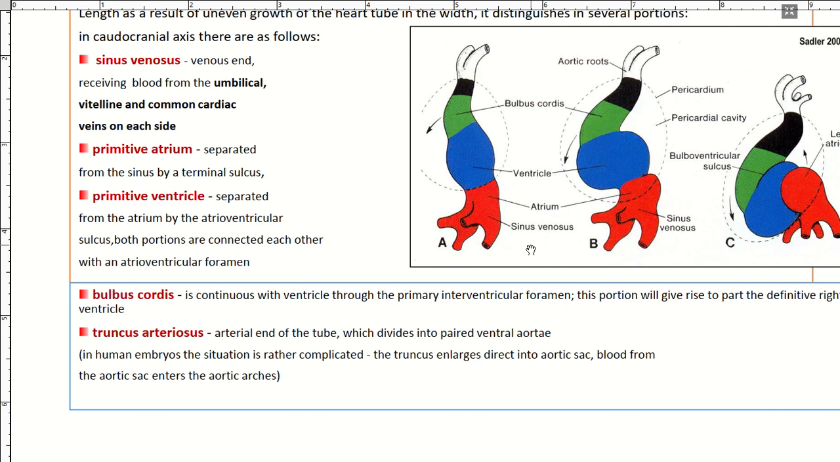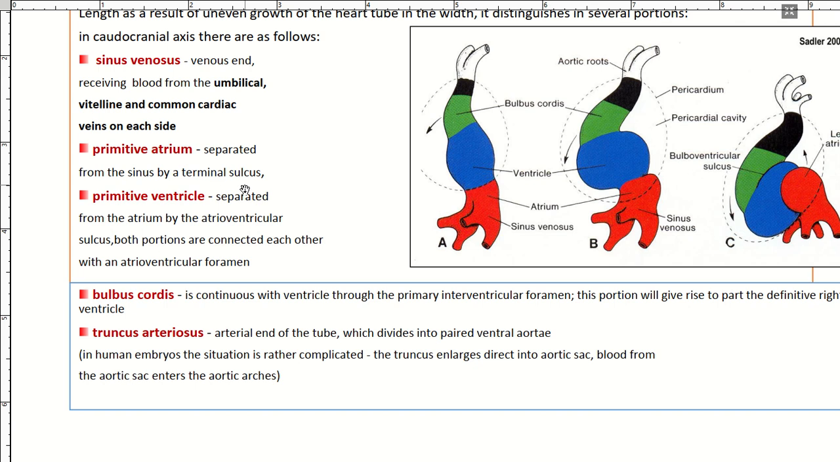Right. So let's proceed. The sinus venosus receives blood from the umbilical, vitelline, and common cardinal veins on each side, right and left. And then we have this primitive atrium, separated from the sinus venosus by what we call a terminal sulcus.